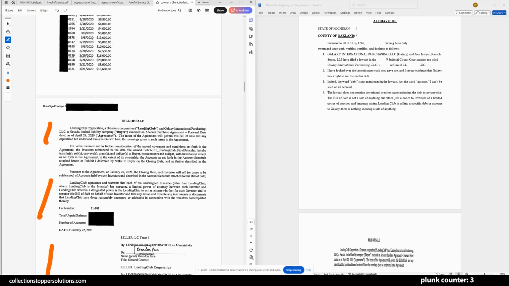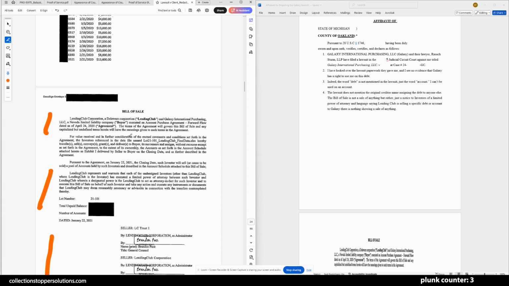Lending Club Corporation, a Delaware corporation, and Galaxy, blah, blah, blah, executed an account purchase agreement. They say it's a forward flow agreement. So all they're saying is there's a forward flow agreement. They're not selling anything. It should say sold a bunch of debt from A to B. The terms of the agreement will govern the bill of sale. Fair enough. For value received and careful consideration, mutual covenants set forth, blah, blah, blah. The investors. Whoa. Where's Lending Club? Where's Web Bank? Where's Galaxy International? I thought this was a bill of sale. But this is talking about investors, unnamed investors.